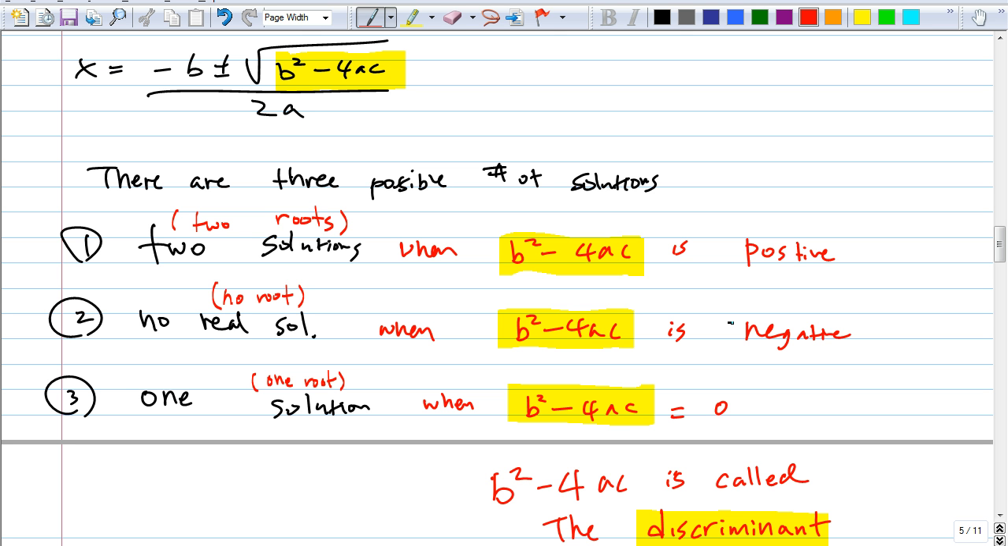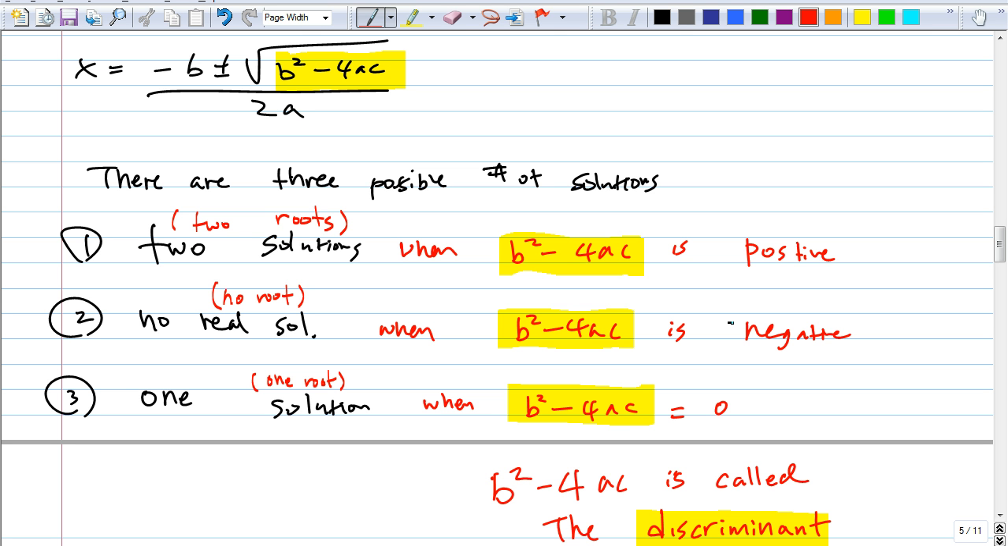What happens if a equals 0? Well, if a is 0, then you don't have a parabola. You have a line, right? If you're talking about a parabola, if a is 0, then we're not talking about parabolas anymore. We're talking about a line, okay? Good. Any other question?